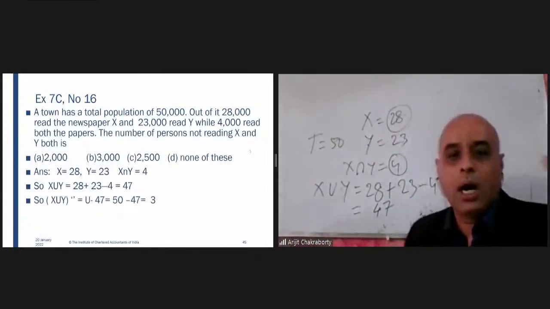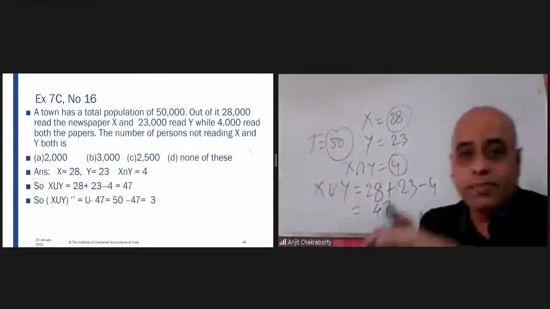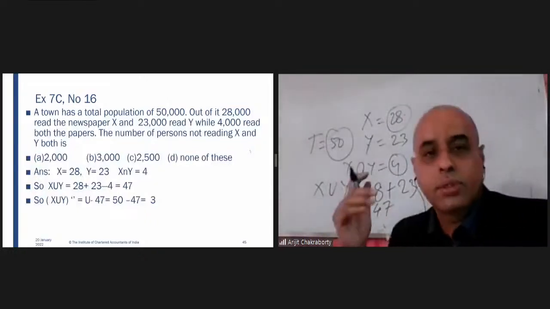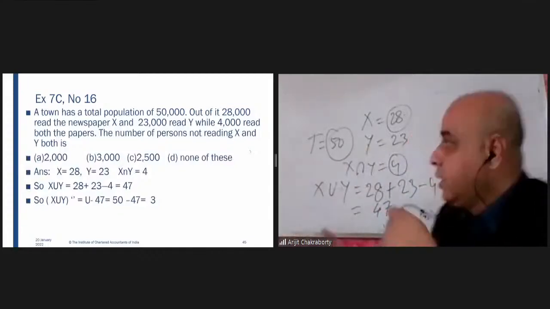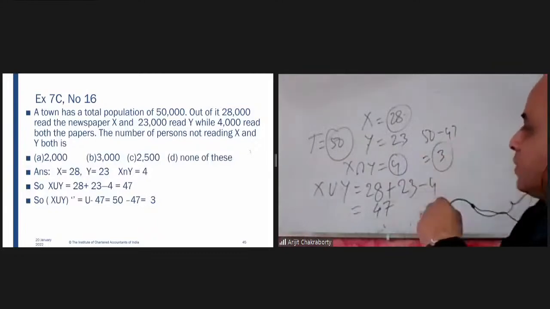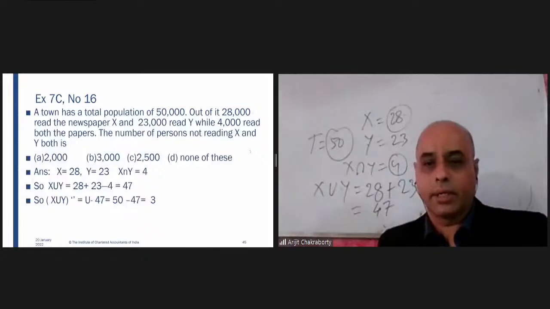Therefore, how many people do not read any newspaper? Total population is 50. And I'm getting 47 here. Therefore, the total number of people who do not read either X or Y is 50 minus 47. That is 3. That is 3,000. In this case, it is 3,000. So option number B is the correct option.